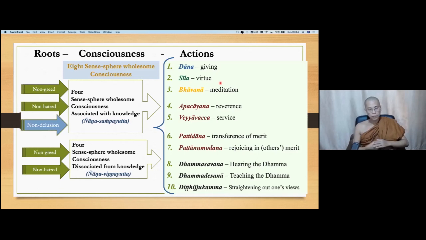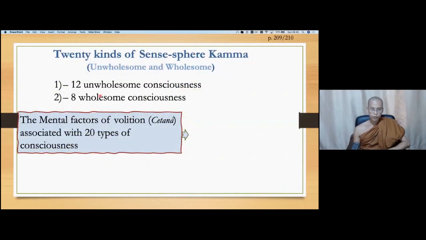So in the previous slide we discussed the unwholesome action and unwholesome consciousness. When unwholesome action is done, unwholesome consciousness arises. At the same time, the unwholesome mental potency is put into the storage. And when the wholesome or meritorious actions are done, the wholesome consciousness arises, and also the wholesome potency is put into the storage. Then they produce results according to their nature. So in this way, we can count the 20 kinds of sense-sphere karma.